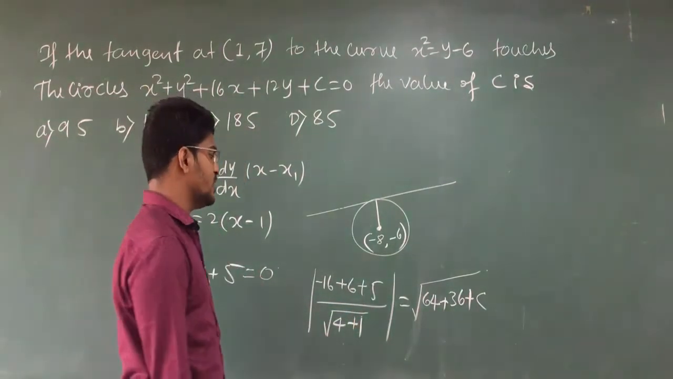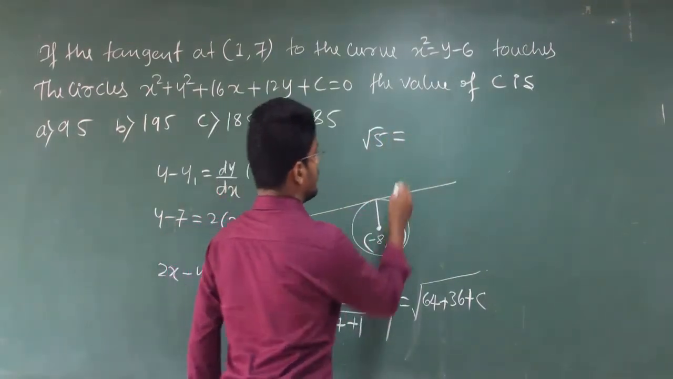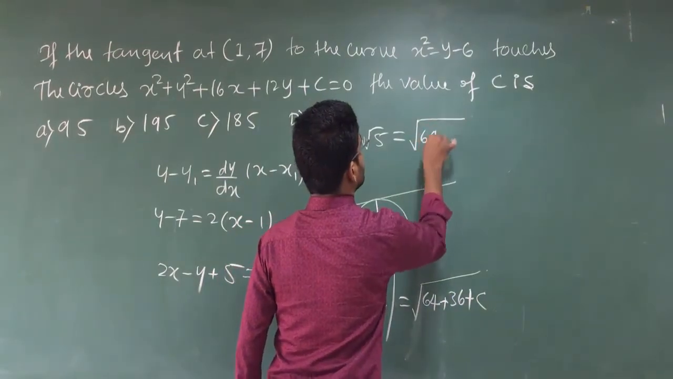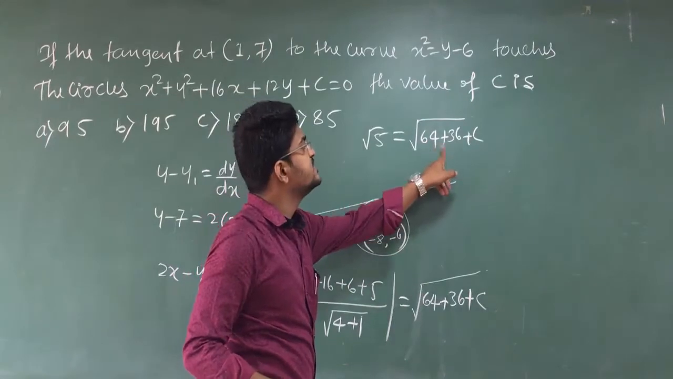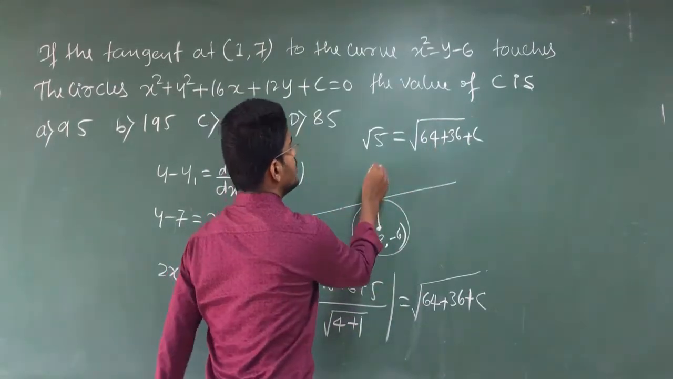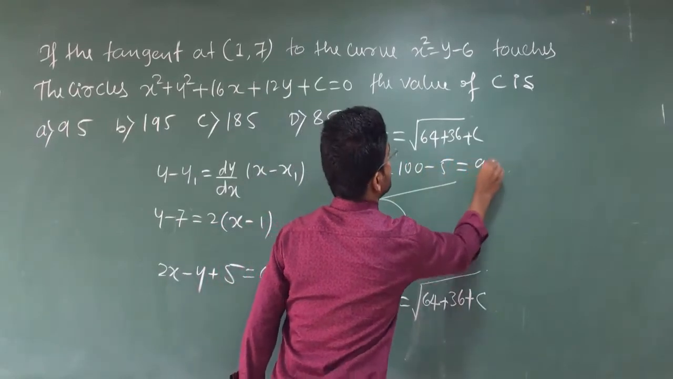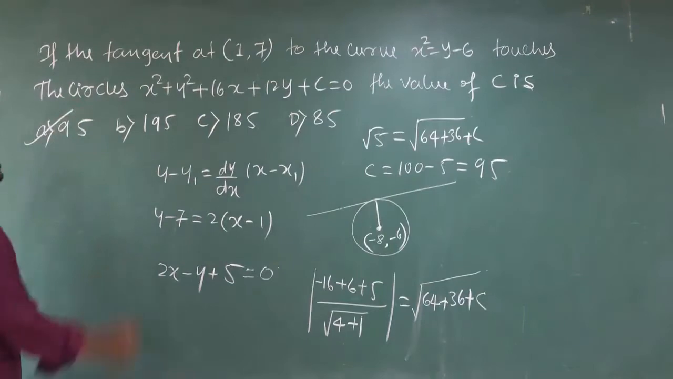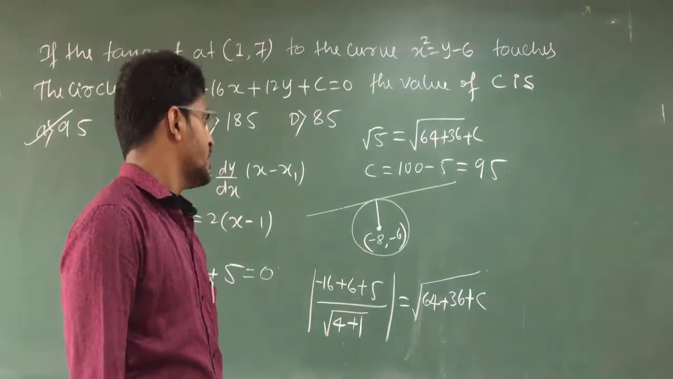So 5 divided by root 5 is how much? Root 5, that is going to be equal to root of 64 plus 36 plus c. So squaring on both sides, this thing will be 100 plus c. So c will be equal to 100 minus 5, that is 95. So option A will be the correct answer, that is 95.